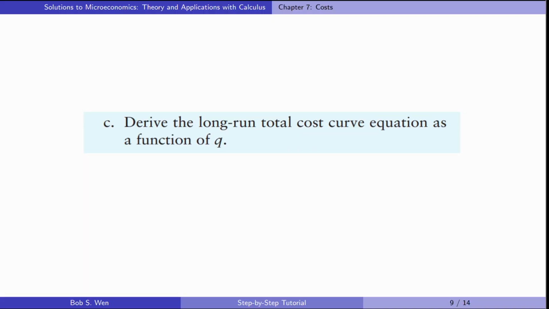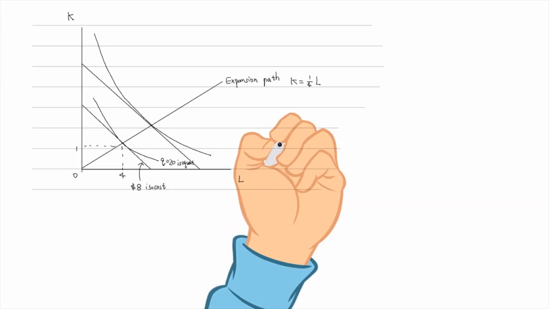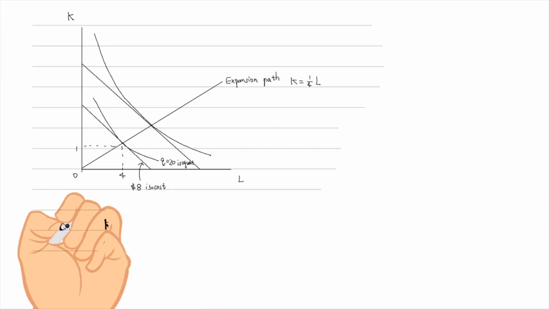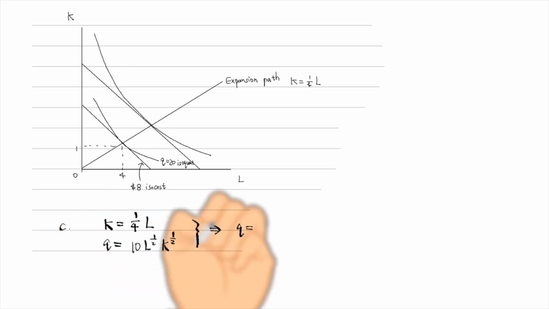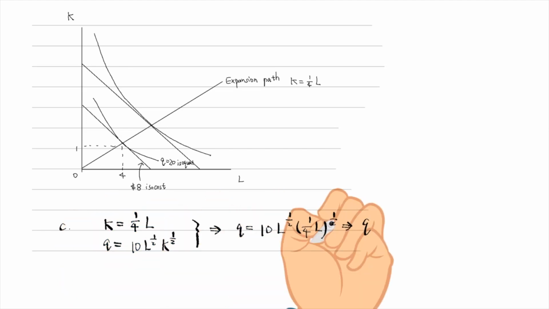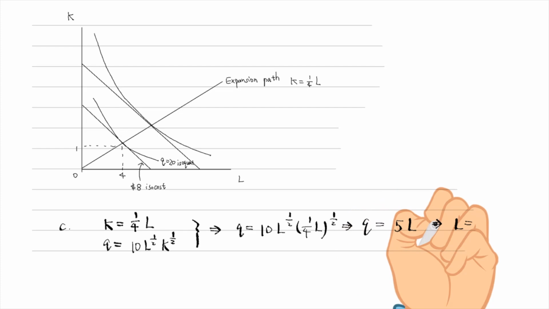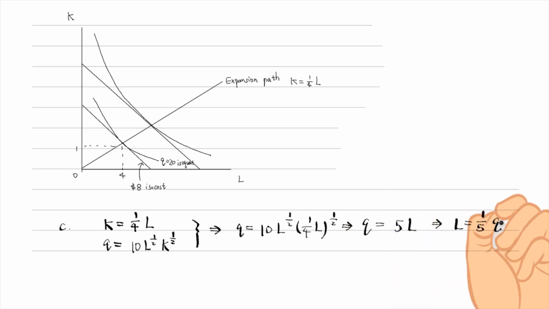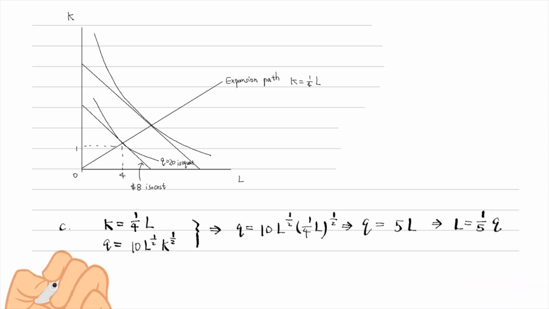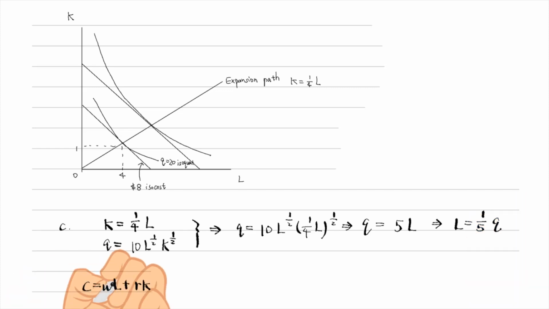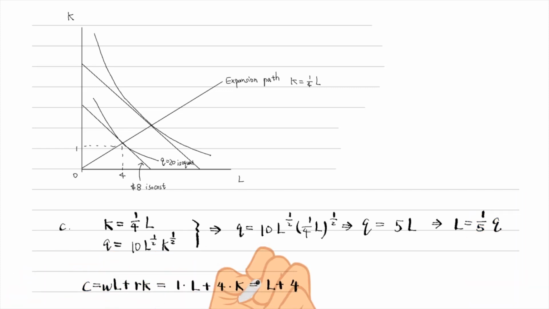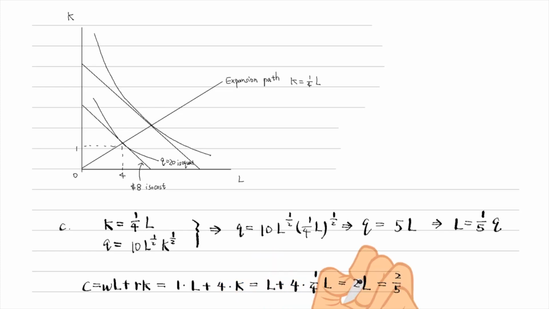In part C, derive the long-run total cost curve equation as a function of Q. Using the expansion path equation and the production function, we can write the output as a function of labor. Then we can express labor as a function of units of output. Finally, we write the long-run total cost in terms of the unit of output Q.